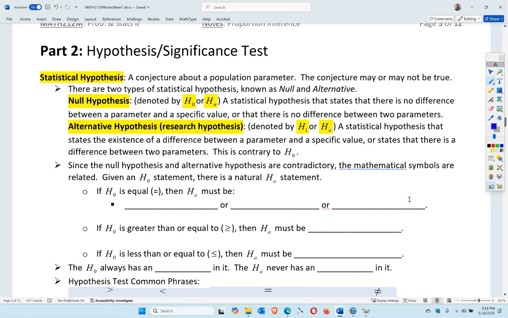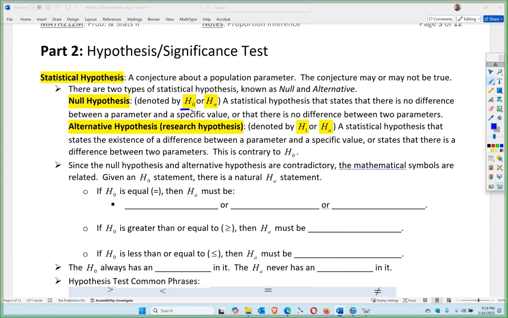All right, this is part two of the hypothesis slash significance test, whichever one you want to call it. So we're basically testing if what we believe is true from the null. The null hypothesis is typically H0 or Hn. The alternate hypothesis is usually H1 or HA. We're going to stick to 0 and A because I believe that's what this textbook uses.